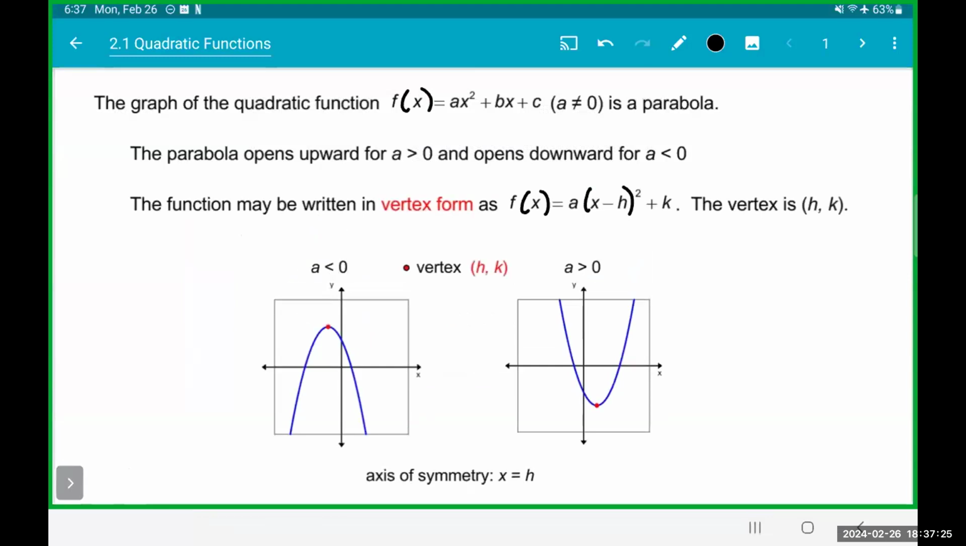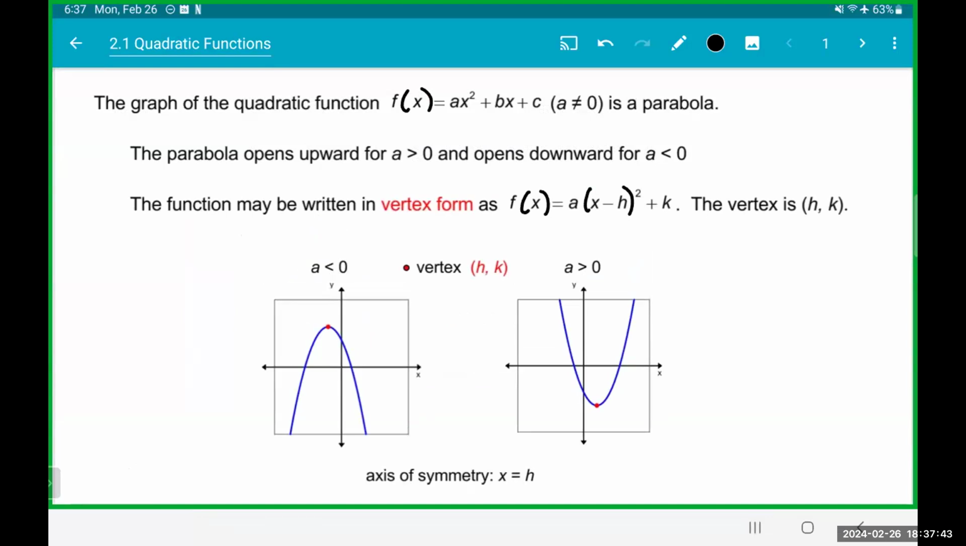As I mentioned, we are going to start in on chapter 2 tonight. And with that, our first section is 2.1, where we're going to look at quadratic functions and then some of their applications.